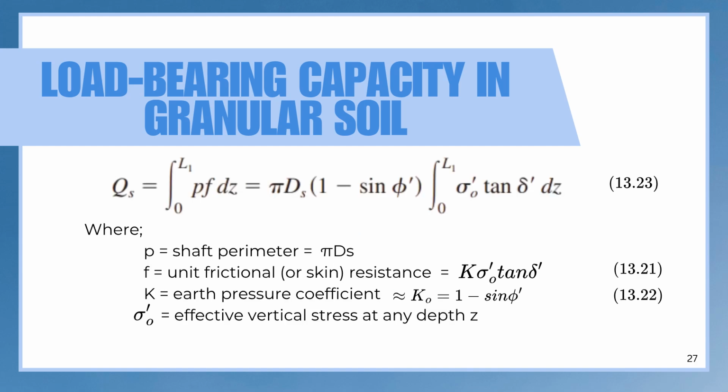Next we describe equation 13.23, where P is equal to shaft perimeter, F is the unit frictional or skin resistance, K is the earth pressure coefficient, and sigma prime sub O is the effective vertical stress at any depth Z. Substituting this into equation 13.20 gives equation 13.23, which shows how shaft resistance depends on soil properties and depth.